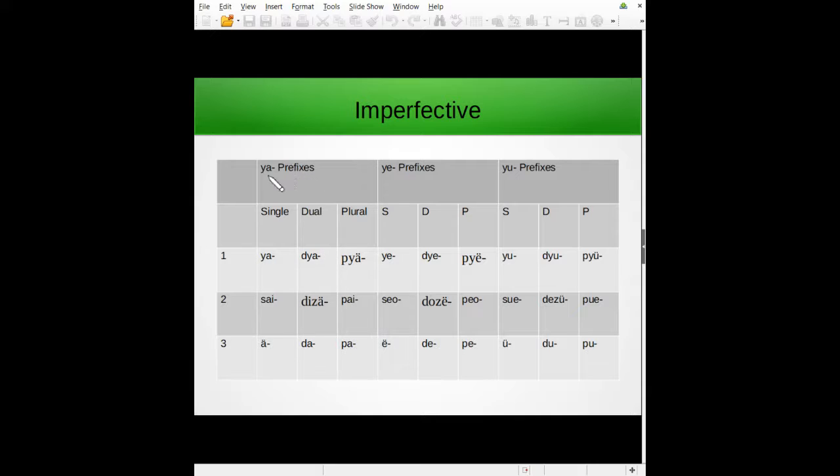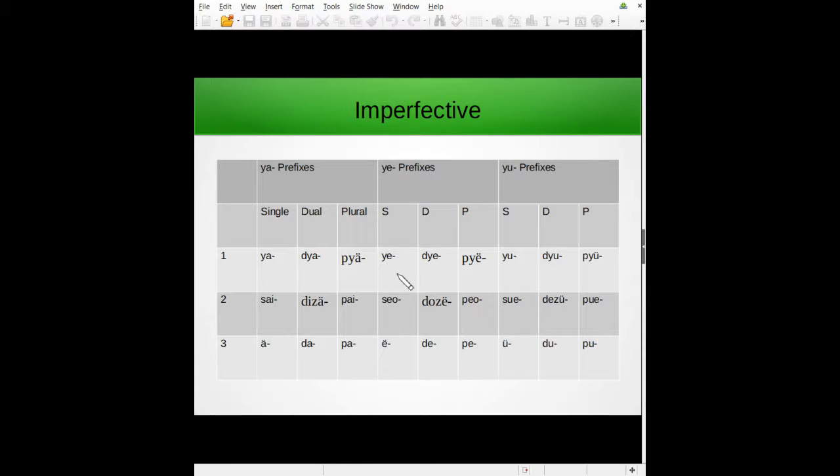And if we go by the ya prefixes first, the first person singular is ya, and then you got dia, pya, sai, diza, and pi, da, pa. It sounds weird whenever I do it because I still haven't exactly figured out long vowels, but whatever. I'll get it eventually.